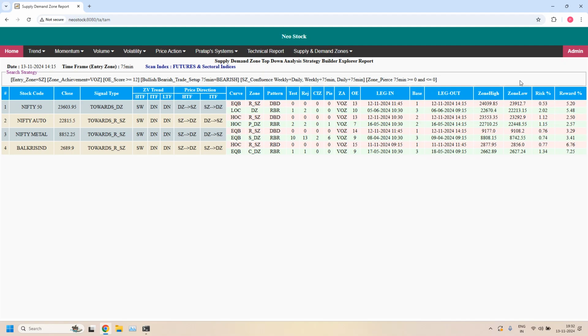so in these 4 stocks, 75 minute supply zone is part of the daily, both together again part of the weekly. And the weekly trend is sideways in all the 4, no need to check for EMA confluence.